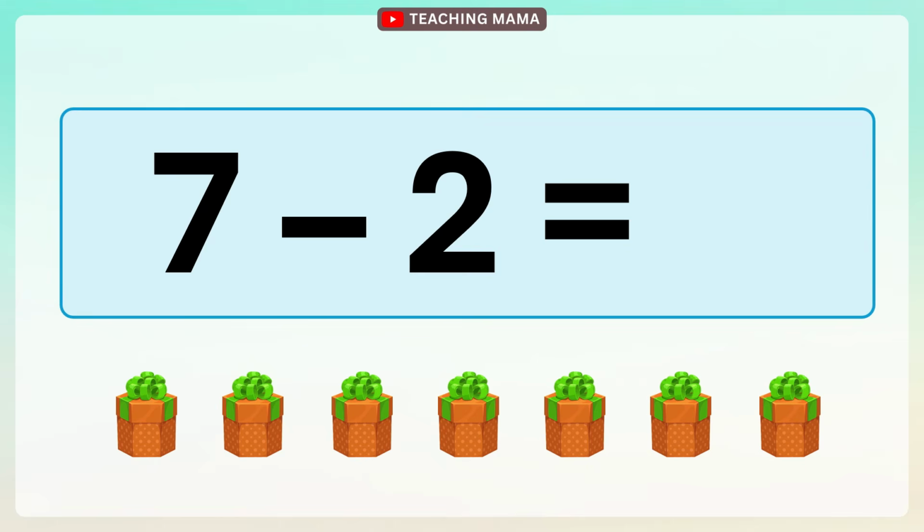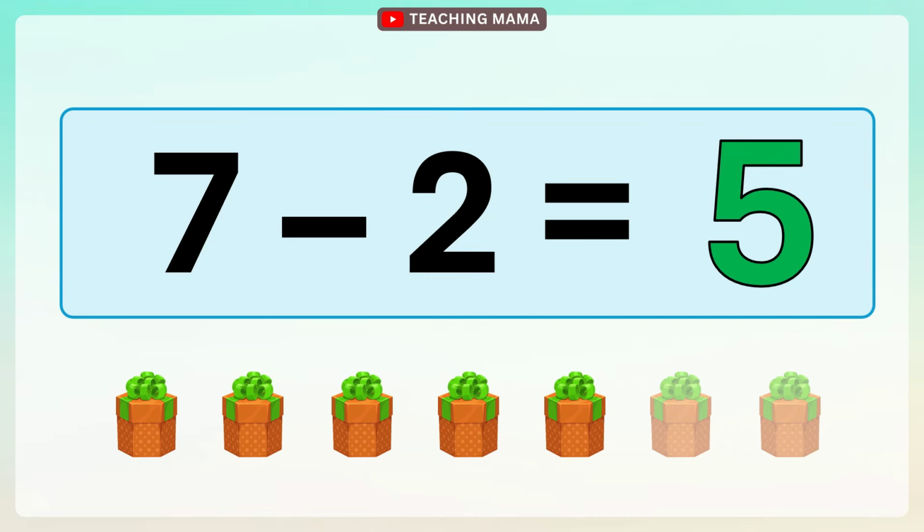7 minus 2 equals. What is the answer? The correct answer is 5.